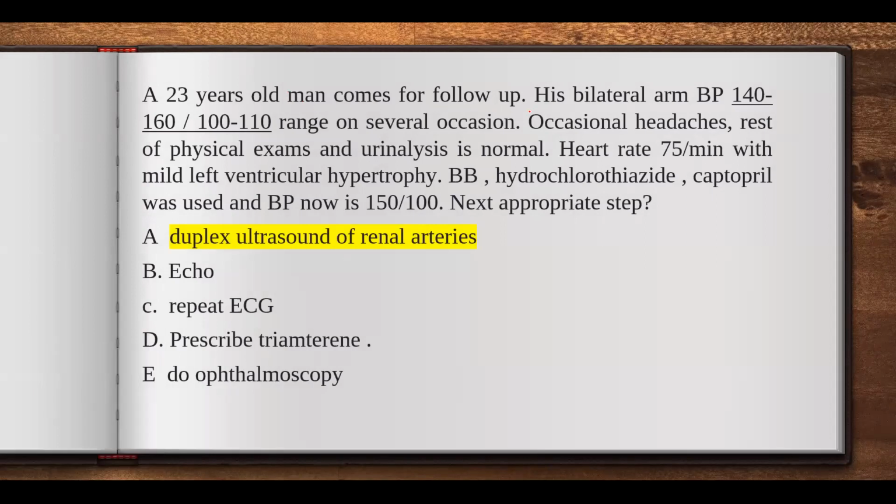So a 23-year-old man comes for follow-up. His bilateral arm BP is 140 to 160 by 100 to 110 on several occasions. That means this patient is hypertensive. Occasional headaches, rest of the physical examination and urine analysis is normal. Heart rate is good with mild left ventricular hypertrophy. Patient is using beta blocker, thiazides, captopril or ramipril, ACE inhibitors. Blood pressure is high, as you can see at the moment. What is the next appropriate step?